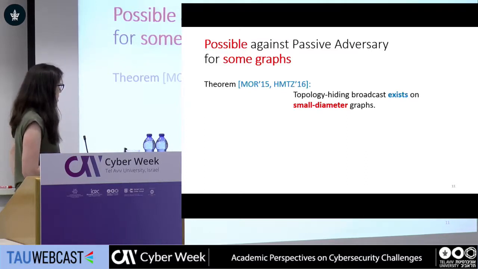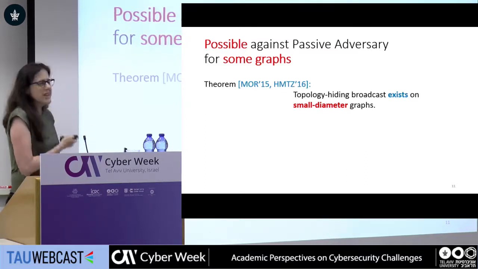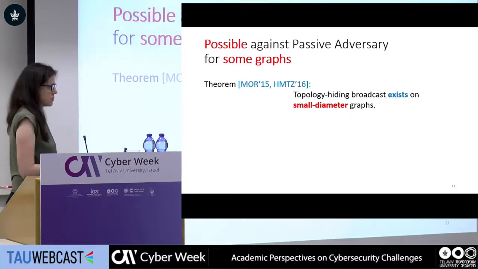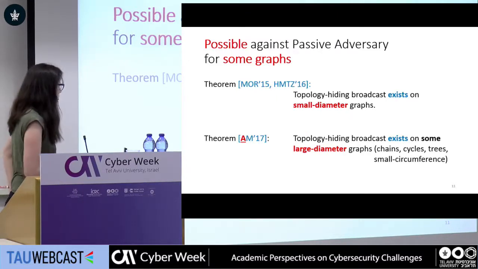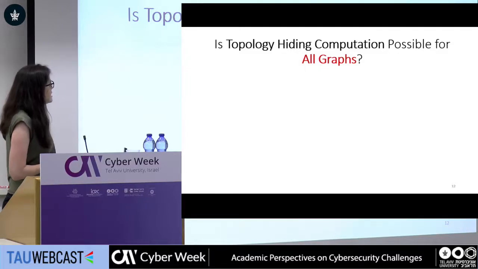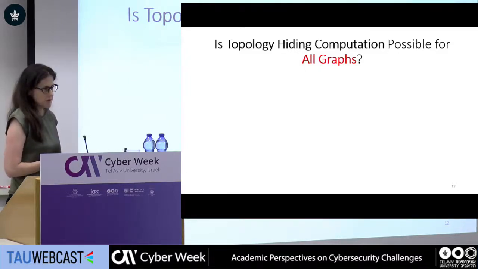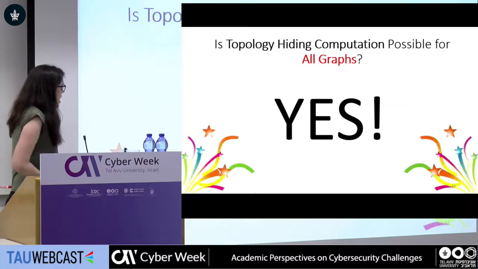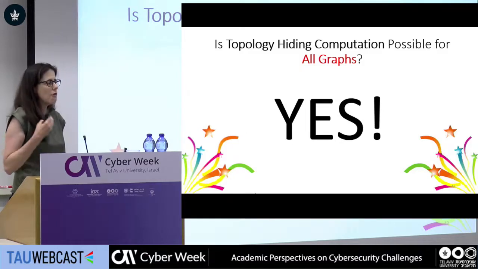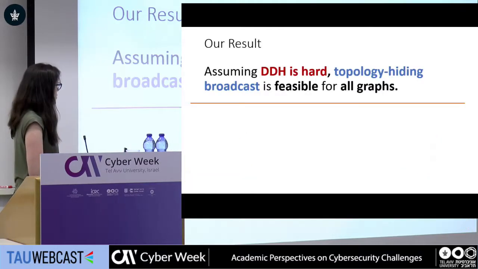And the question that started my interest in this work is whether this small diameter is an inherent trait of topology hiding, or it's just an artifact of the proof methodology of these works. And what I showed in a work with Moran is that in fact, topology hiding broadcast is feasible also for some large diameter graphs, like cycles, trees, etc. But still, the question remains whether it's possible for all graphs, not just for some particular graphs. And the answer we showed is yes. You can do topology hiding computation for all graphs against passive adversaries.